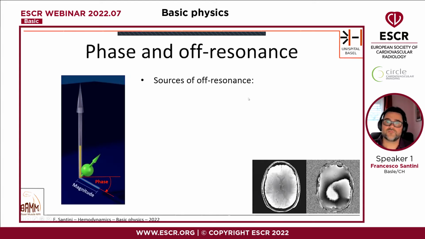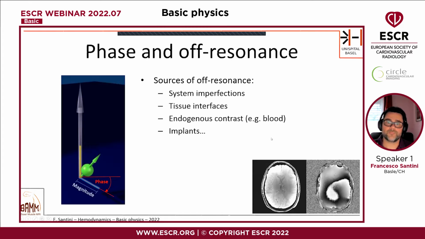What are the sources of off resonance? So we know some of them. There can be system imperfections, there can be tissue interfaces, endogenous contrast, for example, blood. We use it in susceptibility weighted imaging, implants. But now you say, okay, how does this relate to flow imaging or hemodynamics that we care about?